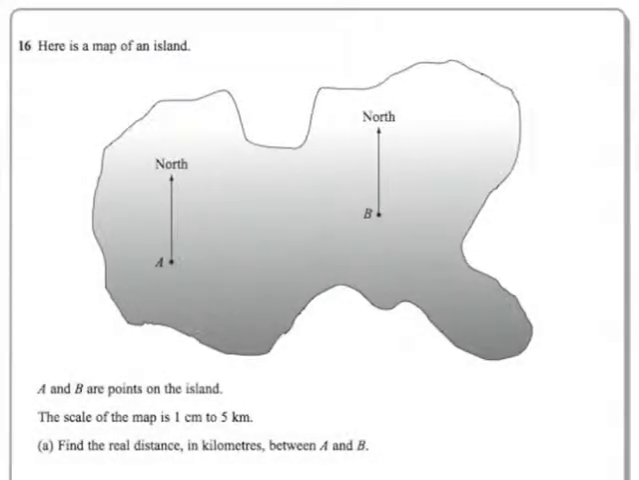Okay, so what have we got here? Here is a map of an island. So we've got an island, we've got 2 points on the island, A and B here. The scale of the map is 1 centimetre to 5 kilometres. That means that for every centimetre that we measure on the map, in reality that would be 5 kilometres. And then it says, find the real distance in kilometres between A and B.